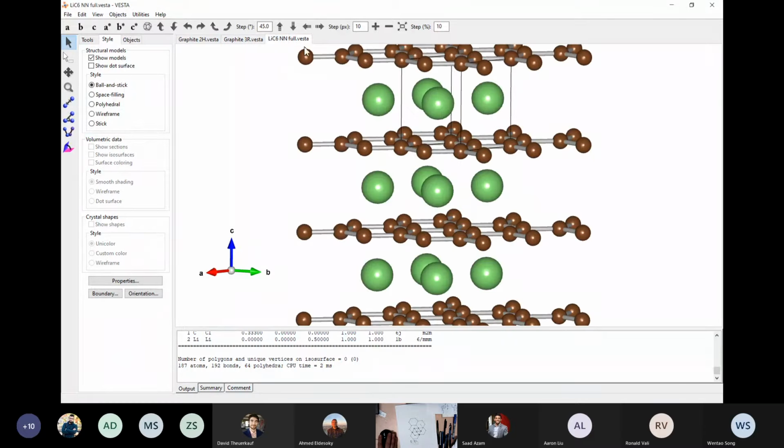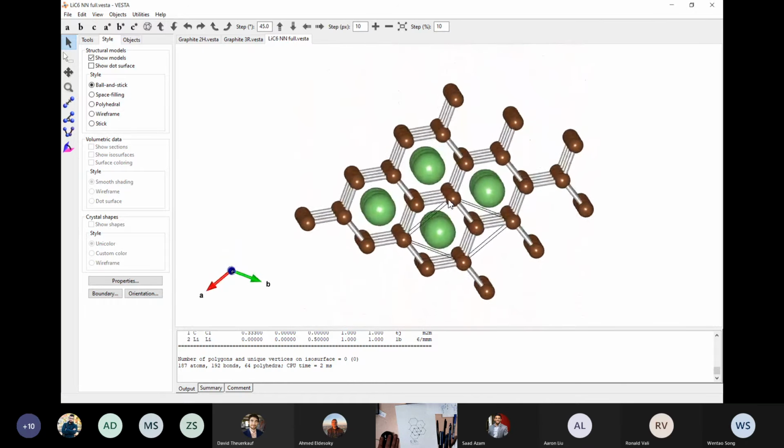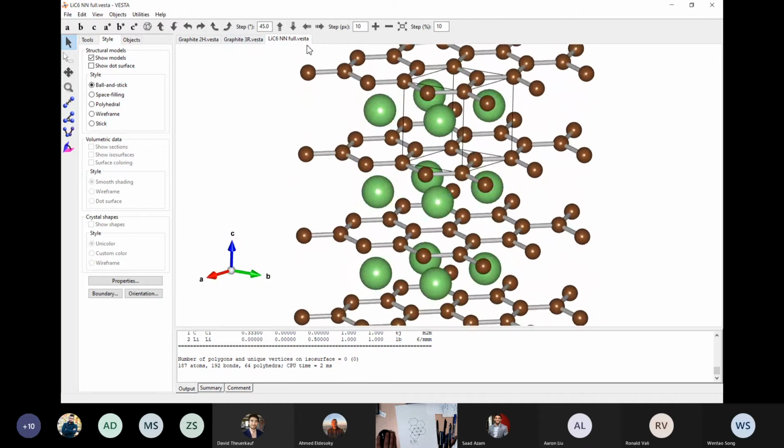And then if you look at the LiC6 and you look from the top, oh, what is this? That's not even real. This is garbage. Let me get rid of this. Ignore this. You've never seen this.